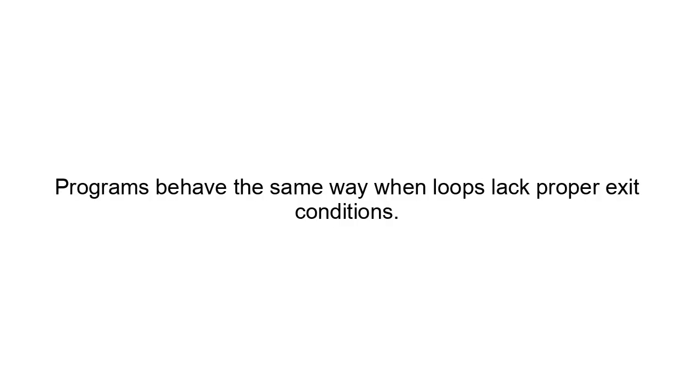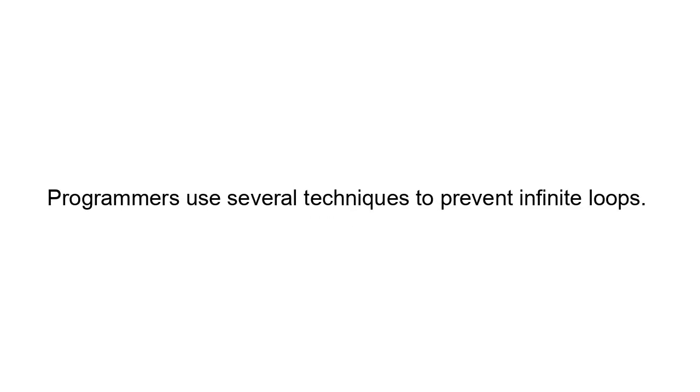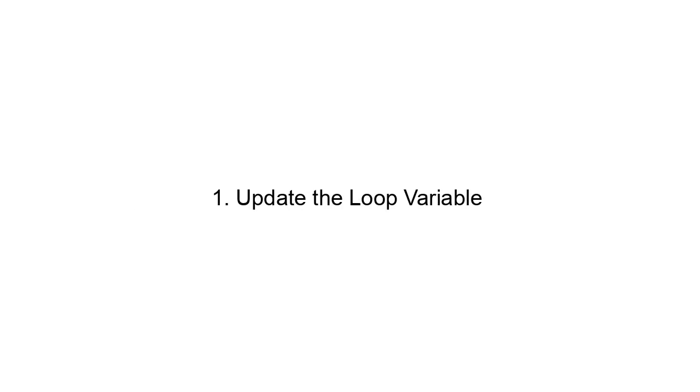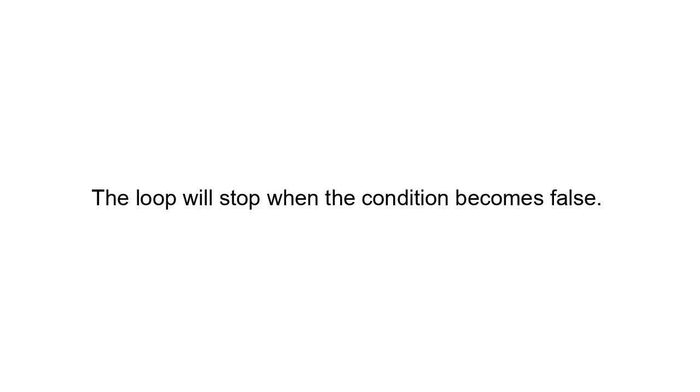How to prevent infinite loops? Programmers use several techniques to prevent infinite loops. 1. Update the loop variable. Example: i += 1. This ensures the loop eventually stops. 2. Use correct conditions. Example: while i < 10. The loop will stop when the condition becomes false.